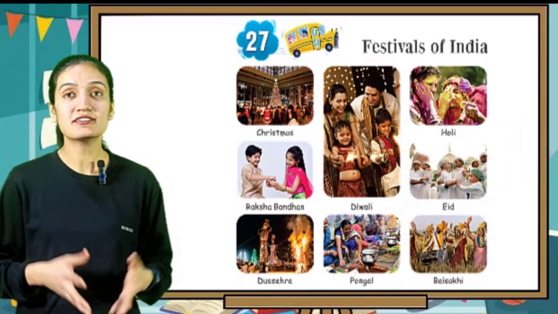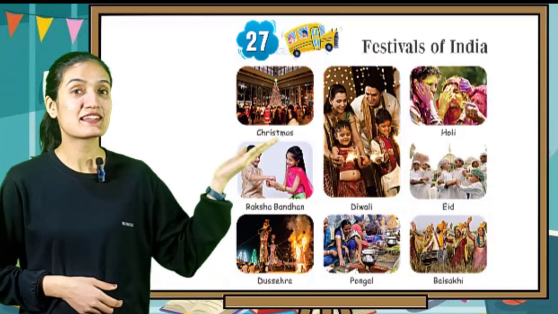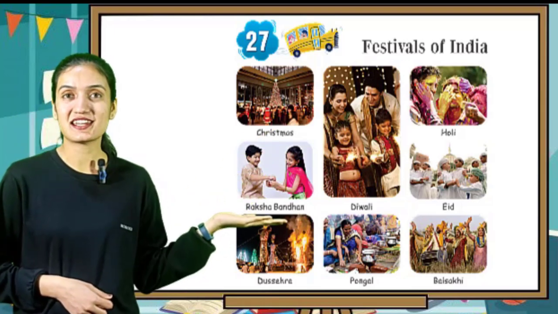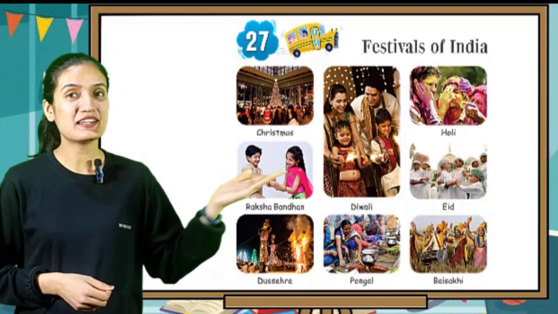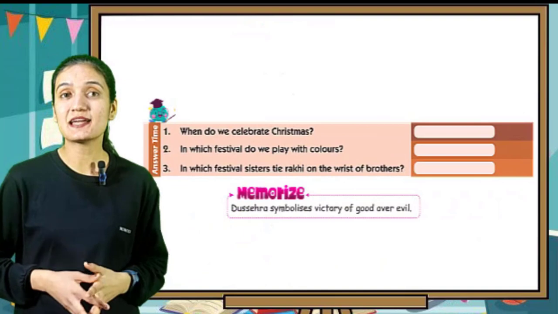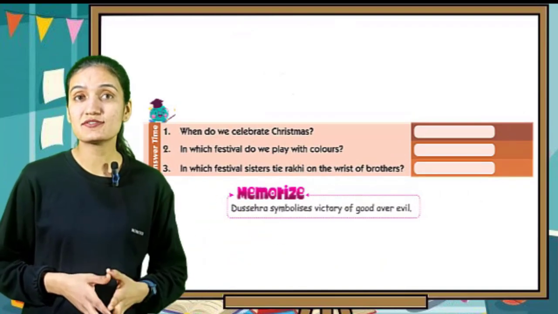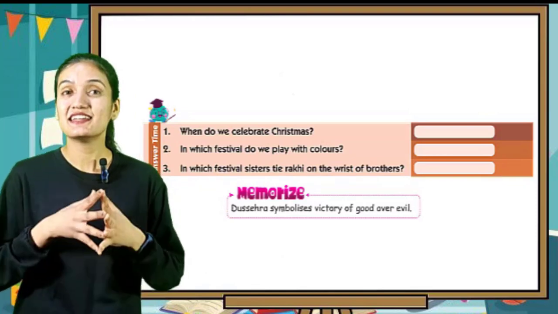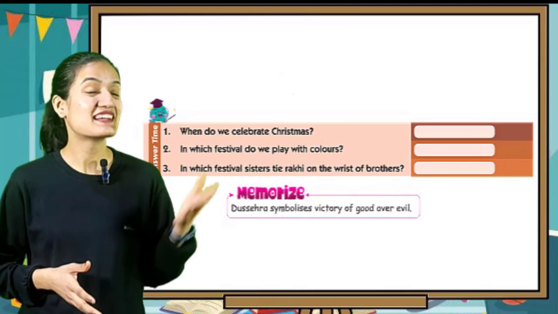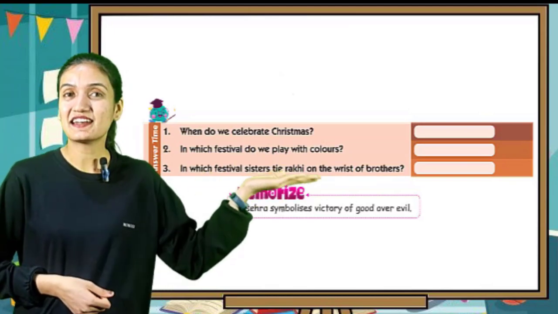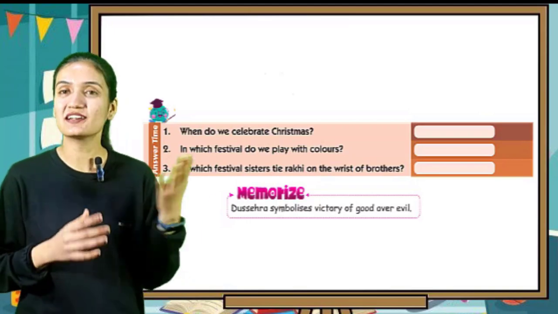Chapter number 27, Festivals of India. Here are some festivals: Christmas, Raksha Bandhan, Dashera, Pongal, Baisakhi, Diwali, Eid, Holi. Now the answer time. When do we celebrate Christmas? In which festival do we play with colors? In which festival do sisters tie Rakhi on the wrist of brothers? Write down here. Now memorize. Dashera symbolizes victory of good over evil.